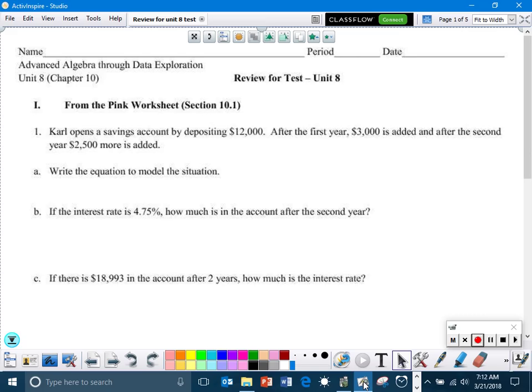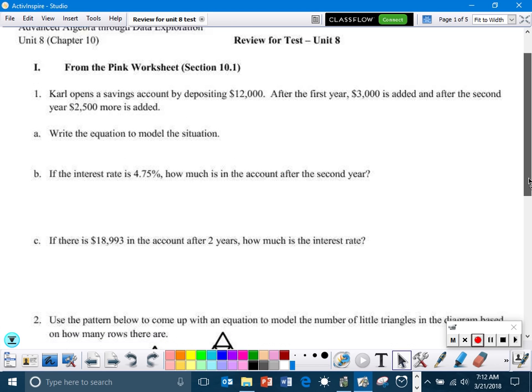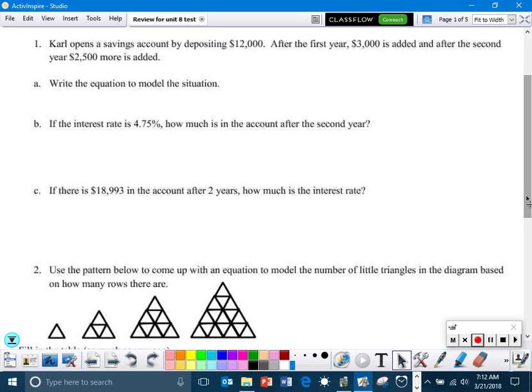Carl opens a savings account by depositing $12,000. After the first year, $3,000 is added, and after the second year, $2,500 more is added. Write an equation to model this situation.